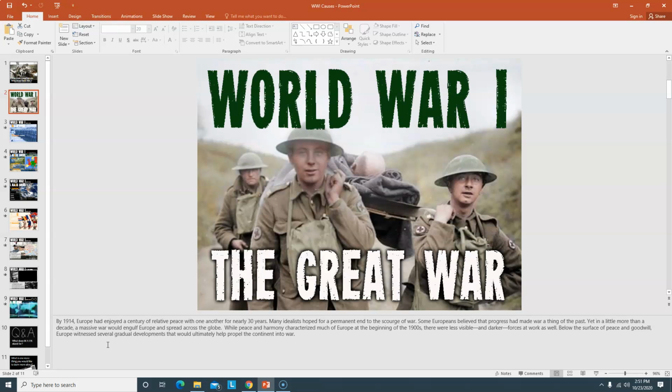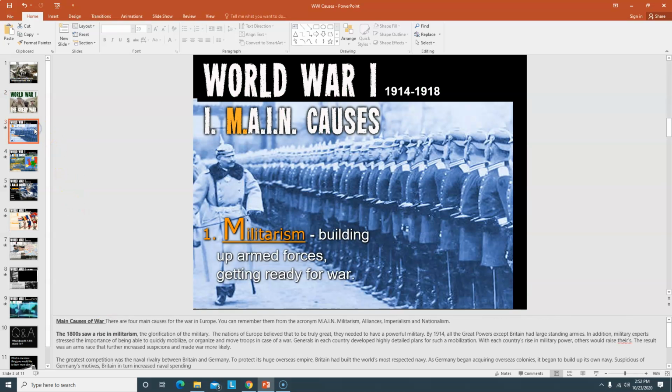While peace and harmony characterized much of Europe at the beginning of the 1900s, there were less visible and darker forces at work as well. Below the surface of peace and goodwill, Europe witnessed several gradual developments that would ultimately help propel the continent into war. All right, let's get started.